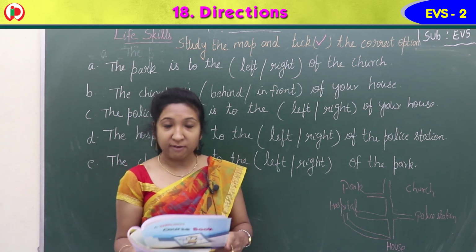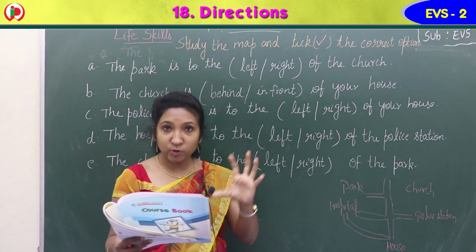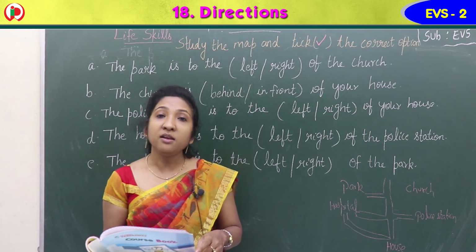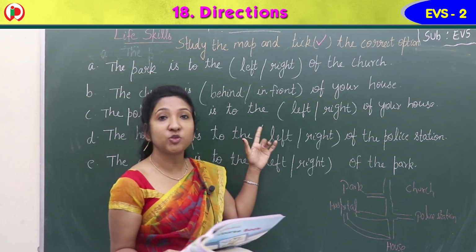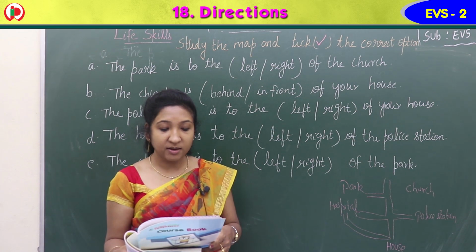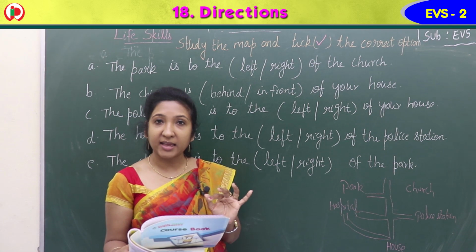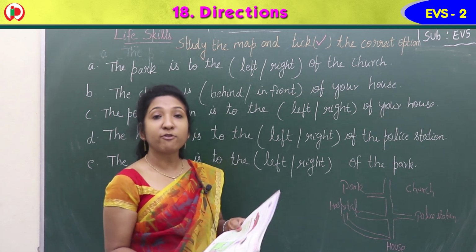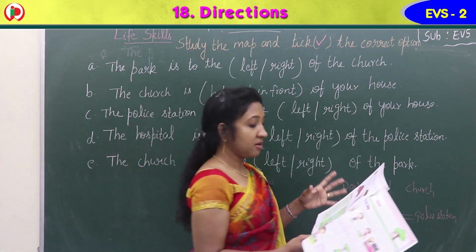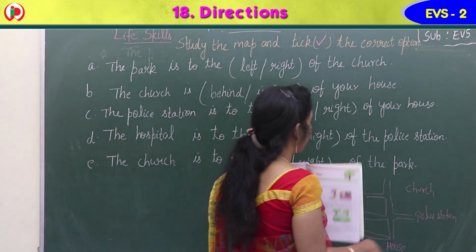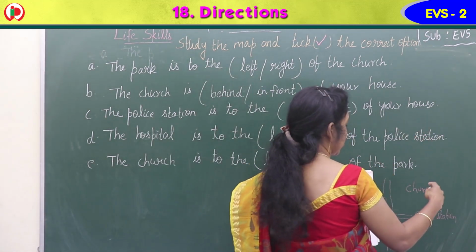Observe the picture carefully. Then that map you see carefully. Then you have to tick the correct answer to this question. First one, A. The park is to the left or right of the church. You have to mark the direction. So park. Park is to the dash of church.